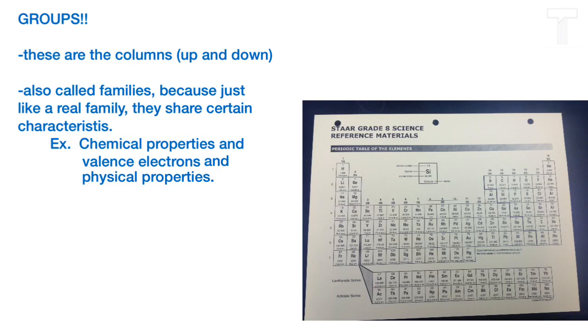Groups have numbers also, just like our periods do, and here's where you find your group numbers. At the top, guys. Okay, so you don't need to worry about these that I'm Xing out. Don't worry about those. Just look at these numbers right here. So group 1, group 2, group 3, 4, 5, 6, 7, and 8.